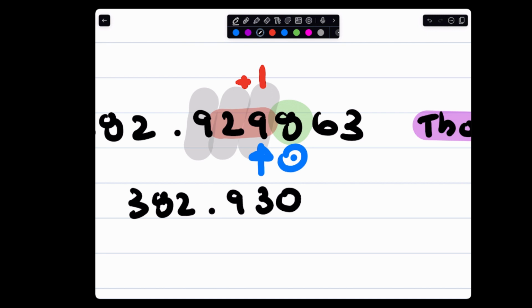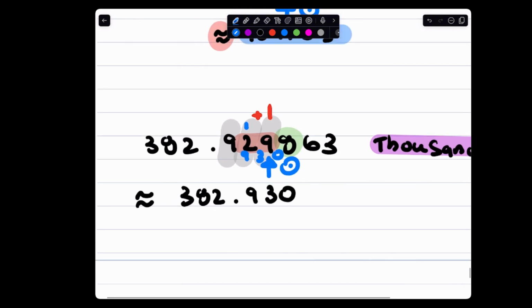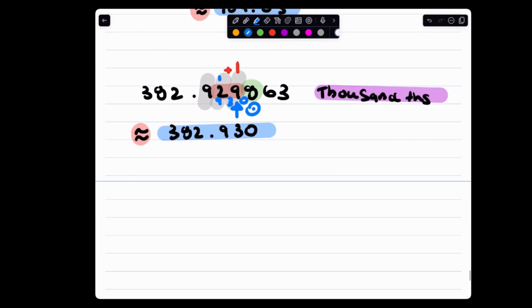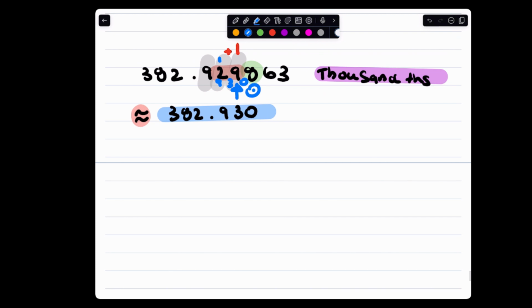Or I can say, hey, Mr. Judge, 9 plus 1, that's a 0. So change that to 0, carry the 1, and 1 plus 2 is now 3. And then you got the 9. You could do it that way too. But either way, ladies and gentlemen, is fine. So you got approximately 382.930. And this is to the nearest what? Thousandths position.